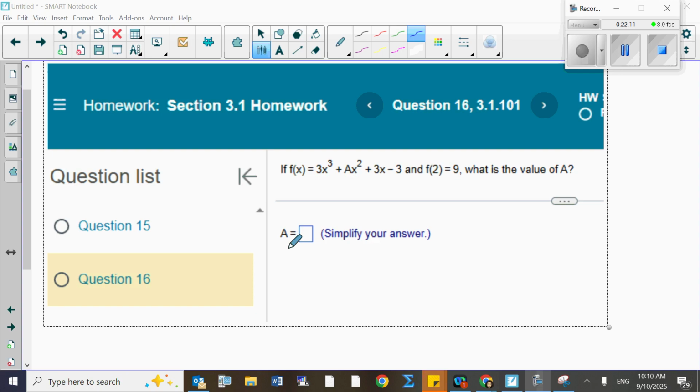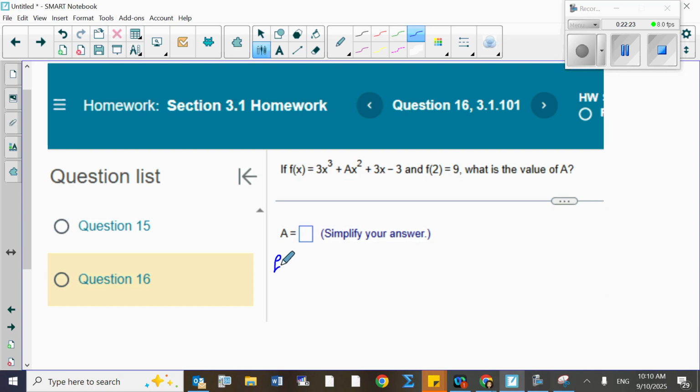Question 16 is asking us, if this is my f of x and f of 2 is equal to 9, what is the value of a here? So I'm going to replace x with 2 here first. So f of 2 will be 3 times 2 to the power of 3, that's this one, plus a times 2 squared, which is 4, plus 3 times 2 minus 3. Wherever you have x, replace it with 2. And this is equal to 9.